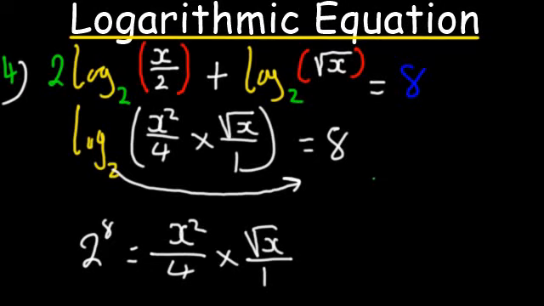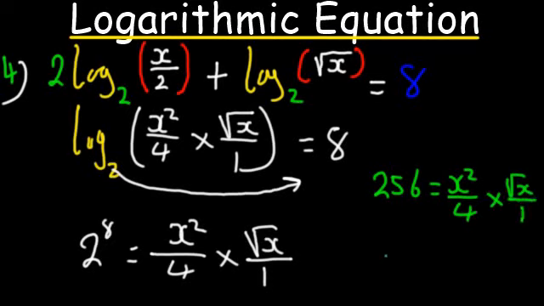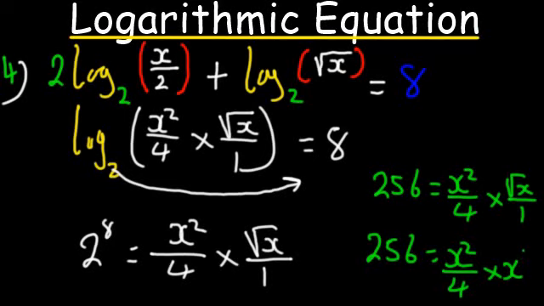Let me write it properly. So we have 256 to be equals to x squared over 4, then multiplied by square root of x over 1. Now in indices we are able to know that square root of x is actually the same as x to the power of half. So therefore we can replace square root of x with x to the power of half in this expression. So we have 256 to be equals to x squared over 4, then multiplied by x to the power of half.